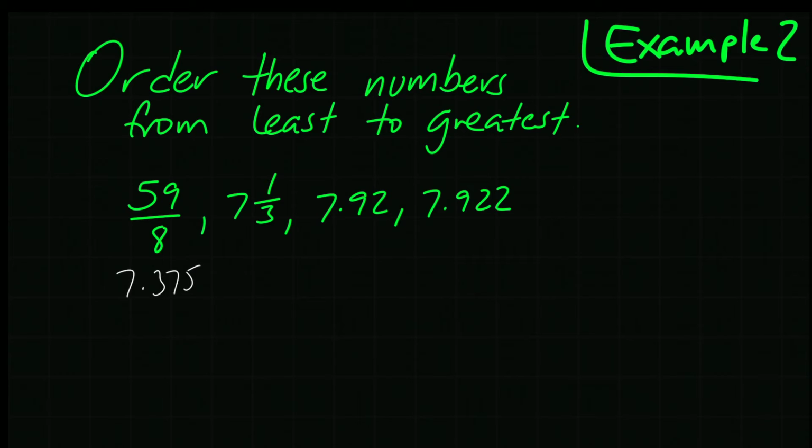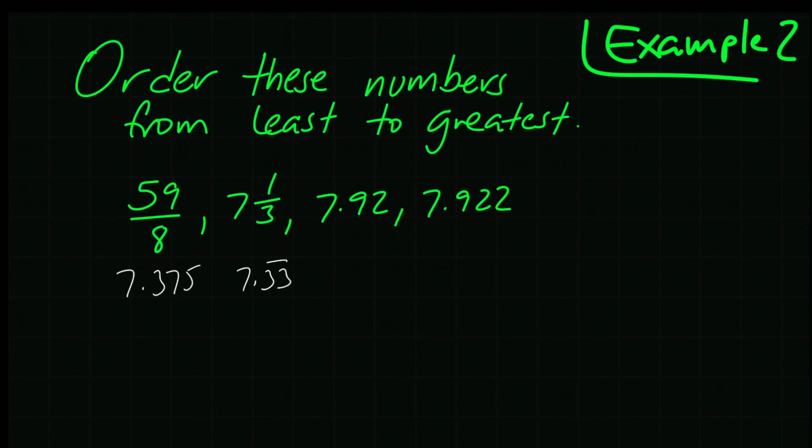7.375. We have our mixed number, so we take the denominator 3, multiply that by 7, which is going to be 21. 21 plus 1 is 22. So that's going to give me 22 over 3. When I plug that into my calculator, I'm going to get 7.33 repeating. And the rest of these are already in decimal form, so now I'm ready to order these from least to greatest.